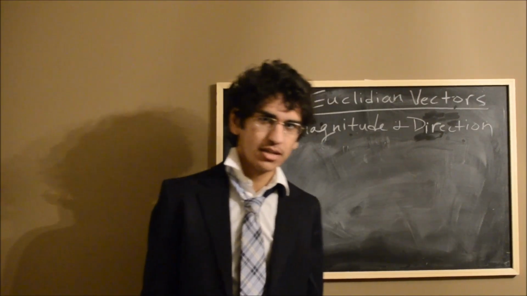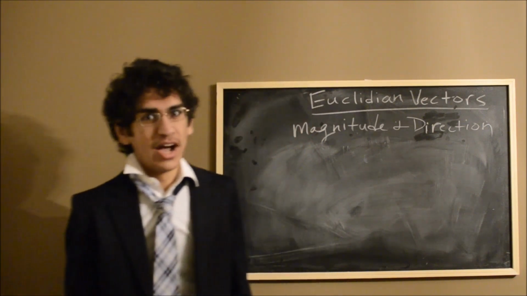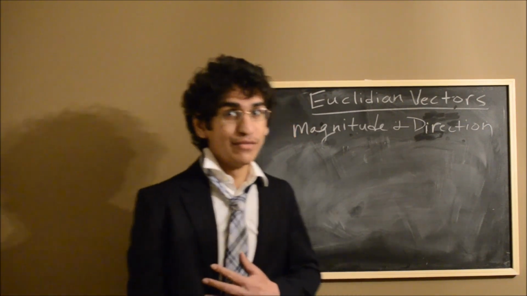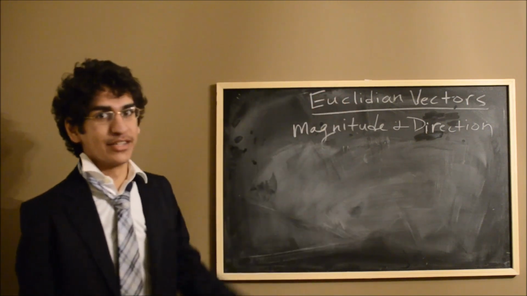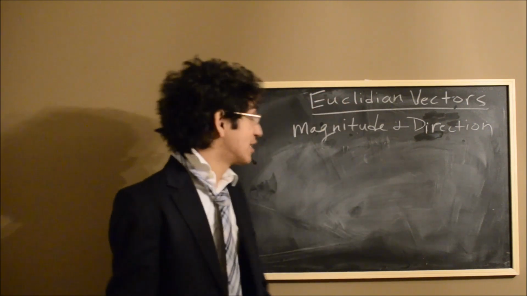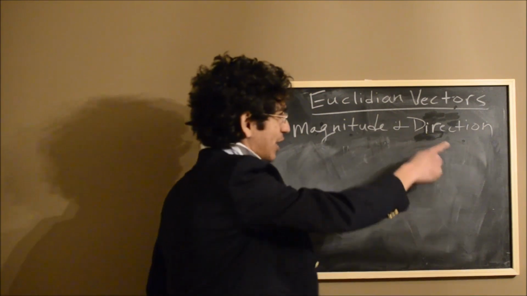What's a vector? Well, given that there are lots of kinds of vectors, and you have no idea what a vector is, I'm going to guess that you're talking about Euclidean vectors. Euclidean vectors are a geometric quantity with a magnitude and a direction.